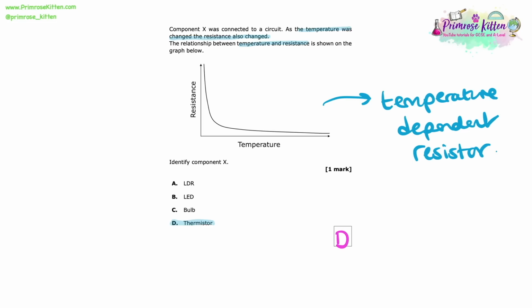I always remember the "istor" part of the name is coming from the fact it's a resistor. And the "therm" bit, just like a thermometer or thermals, is to do with temperature and heat. So really, when you understand what those parts of the word mean, it's really obvious that this is a thermistor.